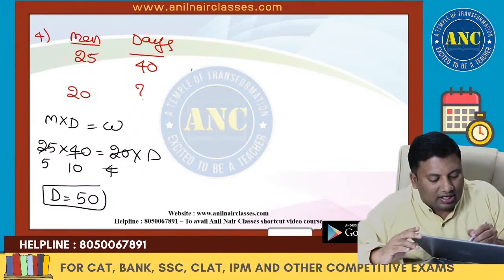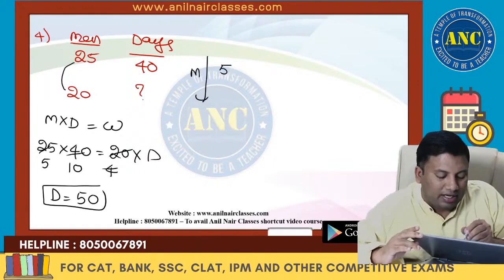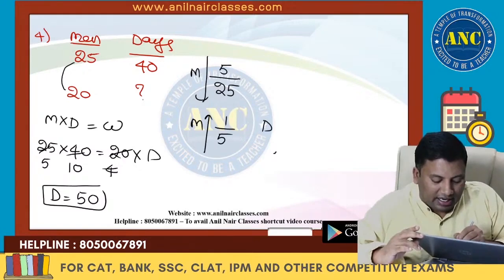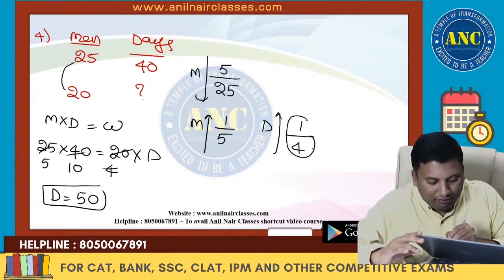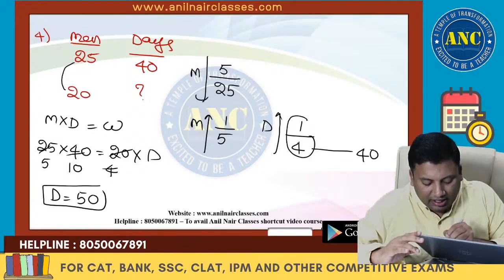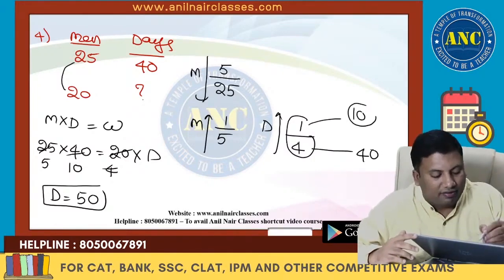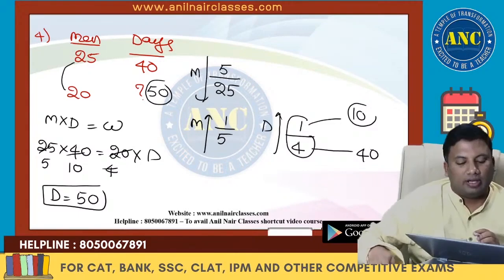Or another concept: men decreases from 25 to 20, change is in the numerator, 5 on 25, men decreases by 1 by 5. The question contains decrease, so decrease the denominator by numerator, 1 by 4. 4 is nothing but 40, so 1 is nothing but 10. 10 increase, 40 plus 10, it is nothing but 50.